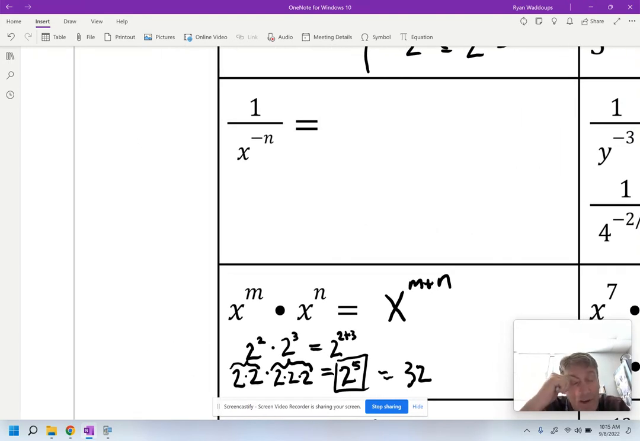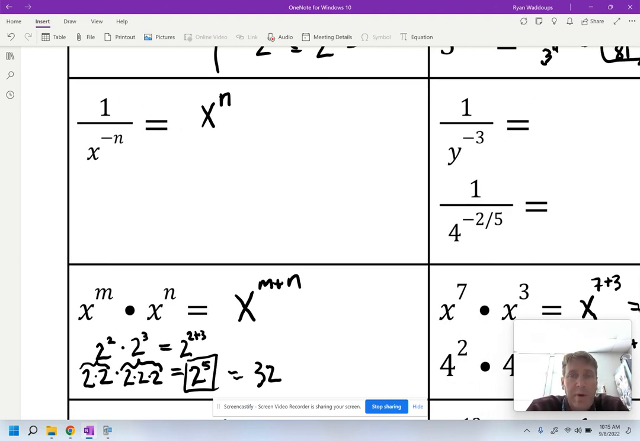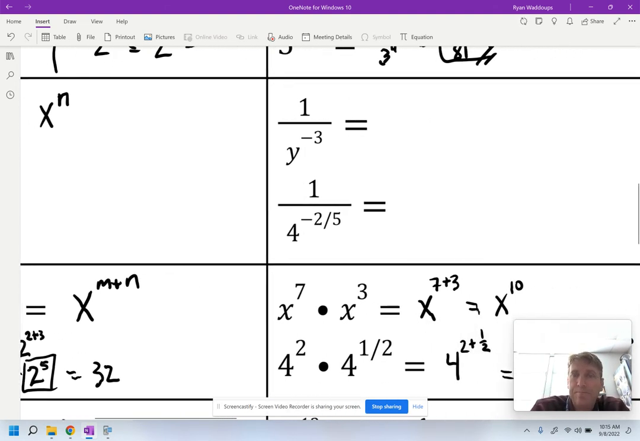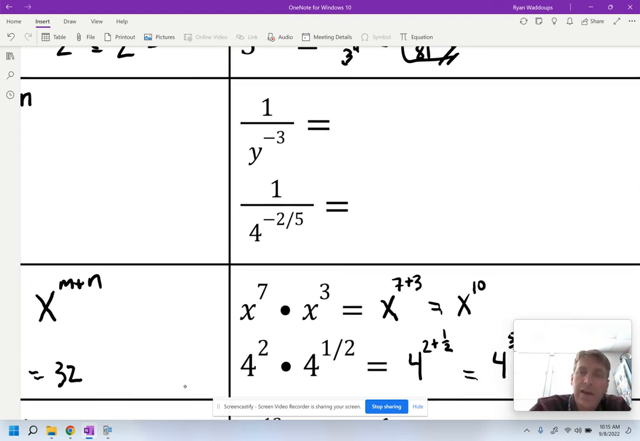All right. What happens when you have a negative exponent down in the denominator? Well, it becomes positive up in the numerator. So that's 1 over x to the negative n is x to the n. You could think of it as x to the n over 1, but dividing by 1 doesn't change it any, so we typically don't write that. But if it's negative on the bottom, it becomes positive on top. So let's look at some examples here. 1 over y to the minus 3 is y to the 3rd power. And 1 over 4 to the negative 2/5 power is just 4 to the 2/5 power.